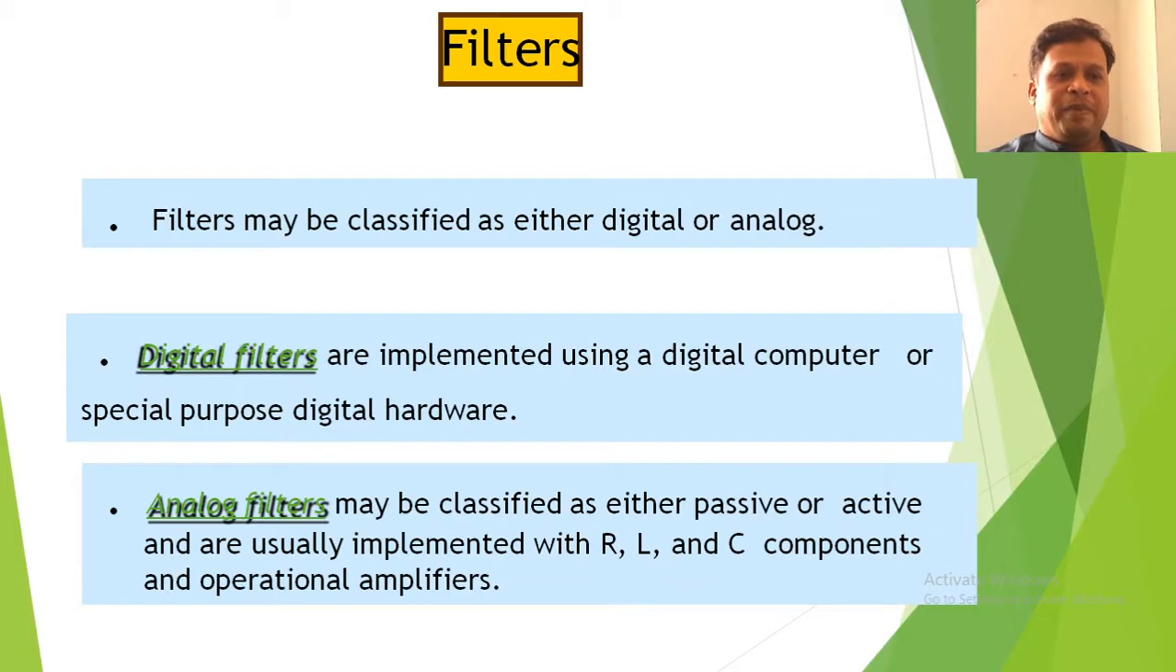Filters may be classified as either digital or analog. Digital filters are implemented using a digital computer or special purpose digital hardware. Analog filters may be classified as either passive or active and are usually implemented with RLC components and operational amplifiers.